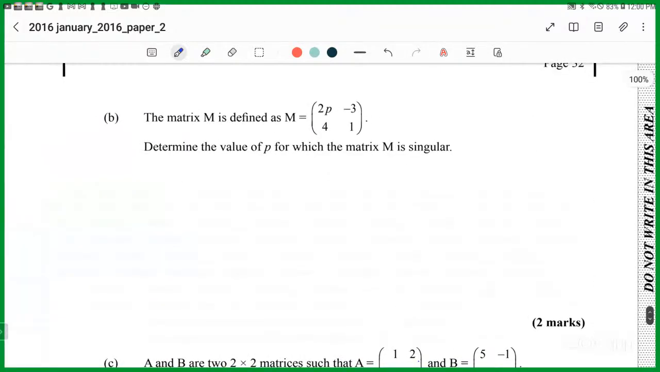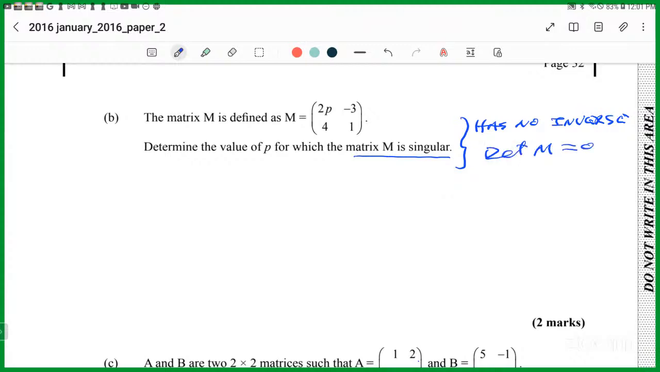This question says, this matrix is defined as this, and it says, determine the value of P if it is singular. Same thing. Singular means has no inverse, because the determinant of M is equal to 0. When that is the case, the diagonal product becomes equal. So AD becomes equal to BC.